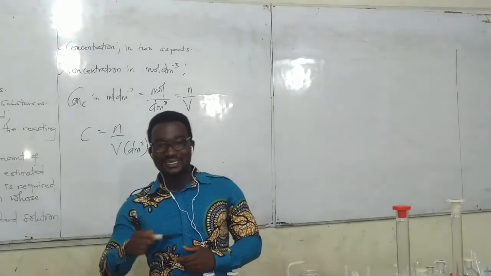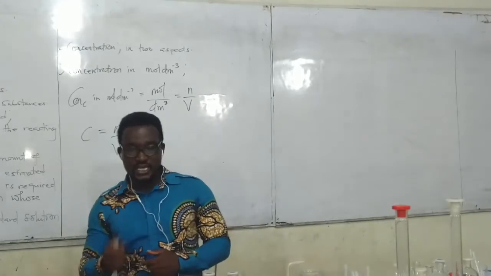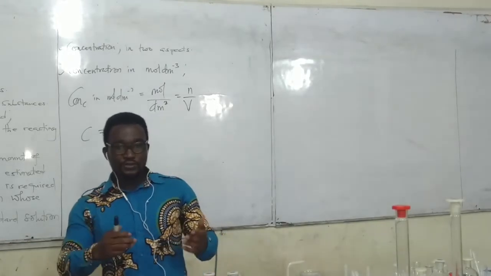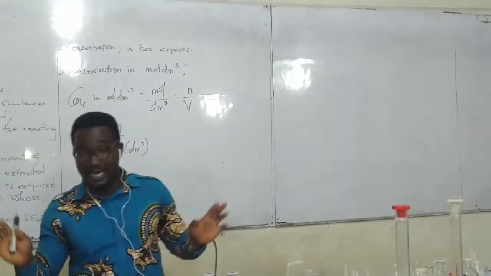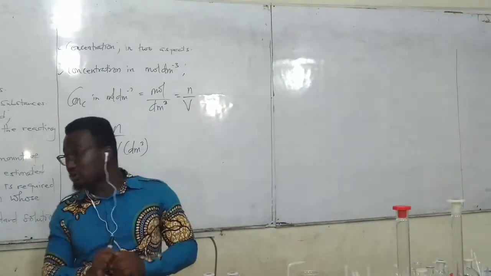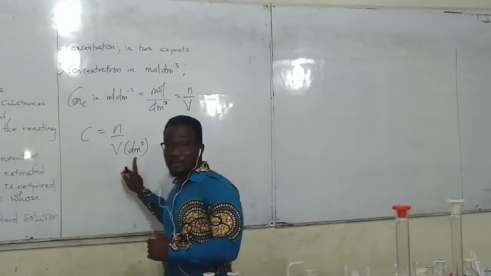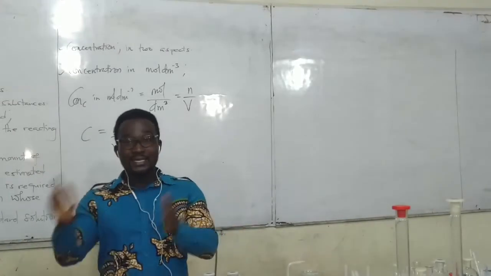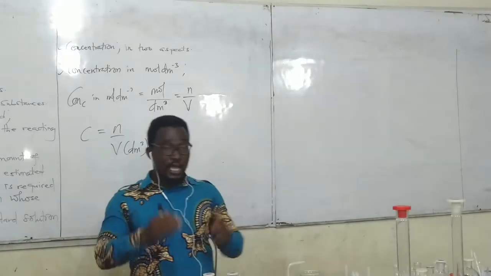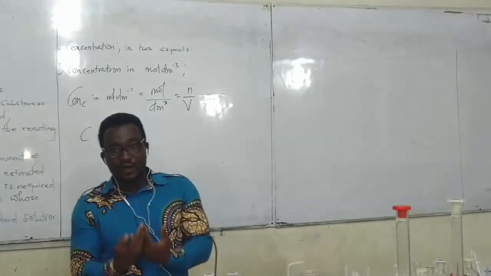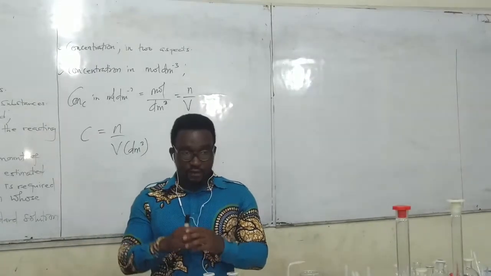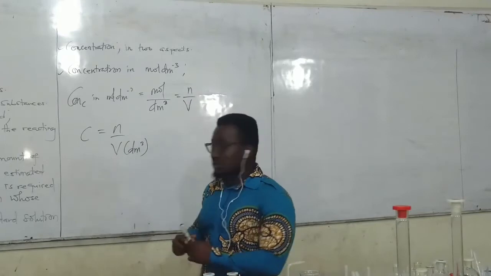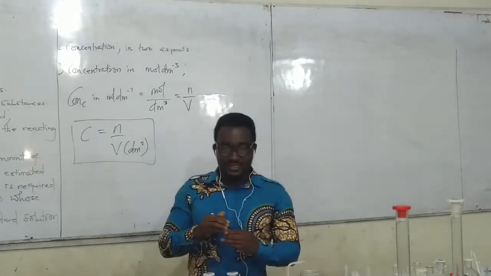My dear students, when you are writing (dm³), don't write slash dm³. Slash means something different altogether if you are supposed to go through dimensional analysis. But if you put it in brackets, (dm³), it means volume is measured in dm³. Because if you multiply the V by the dm³, you are going to get the unit attached to it as dm³. But if you say slash, then it means something over. So you should take note of that. So concentration has given us this formula.